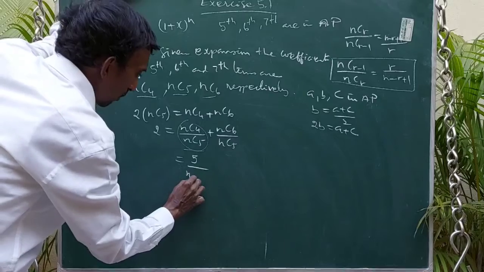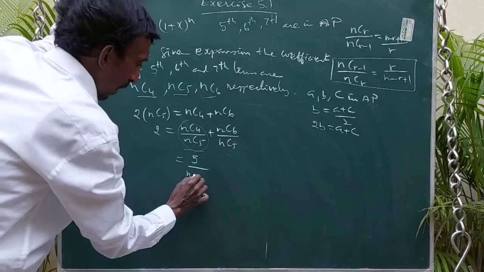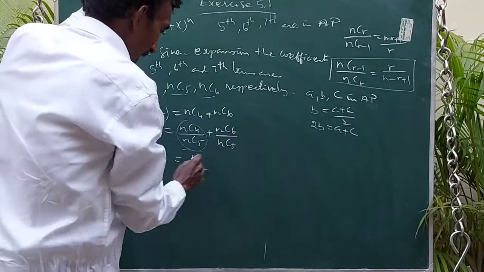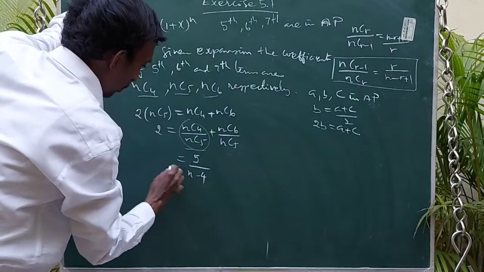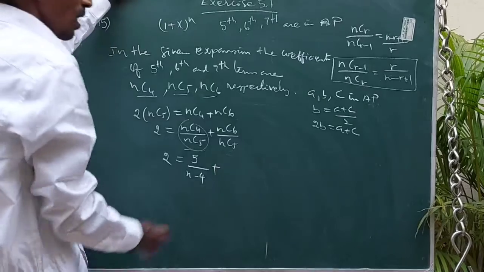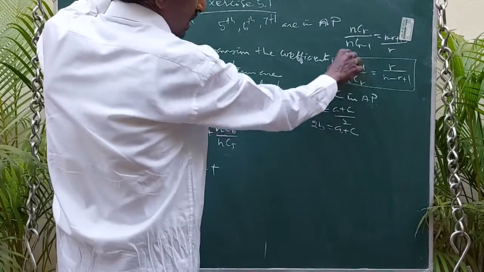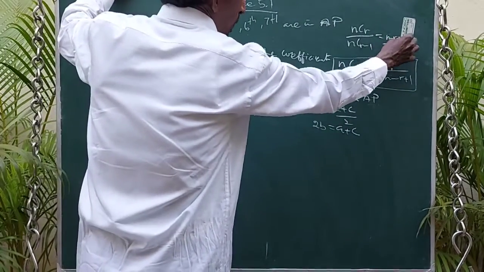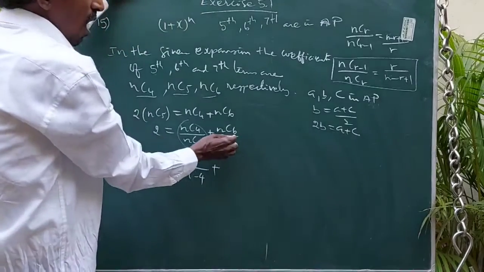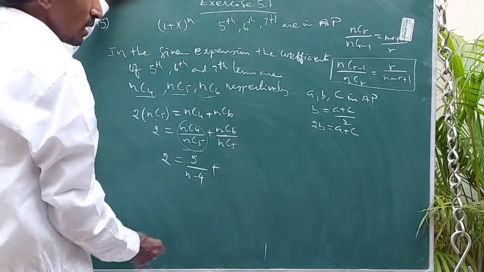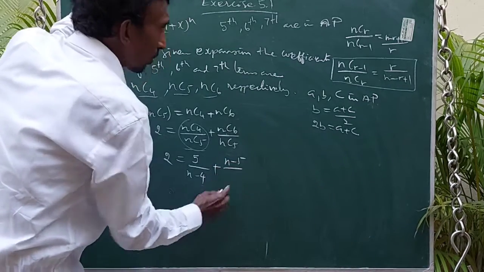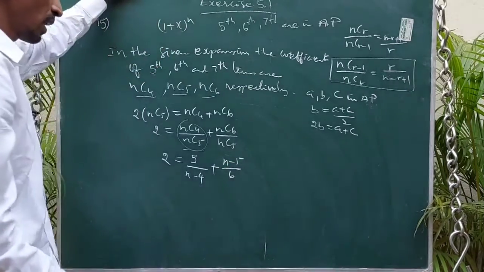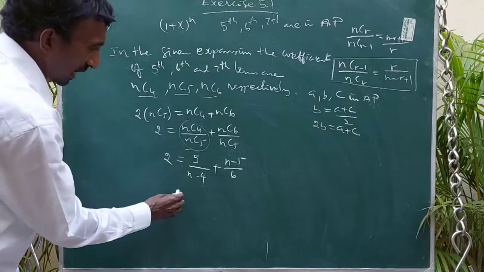So 5 by n minus 5 plus 1, 5 by n minus 4. The second term is just the reciprocal, n minus r plus 1 by r. Here r is 6, so n minus 6 plus 1, n minus 5 by 6. If we take the LCM, what are we getting?